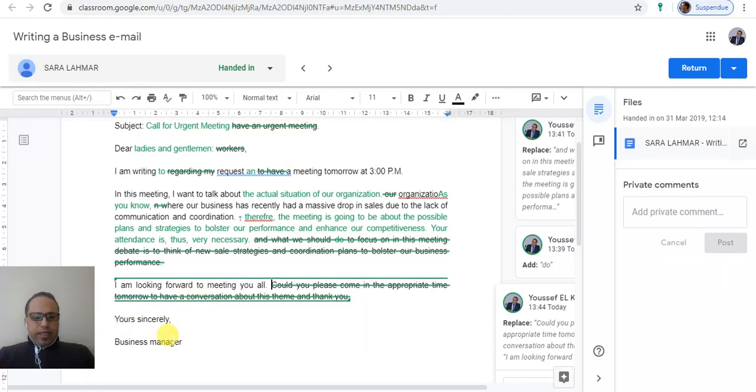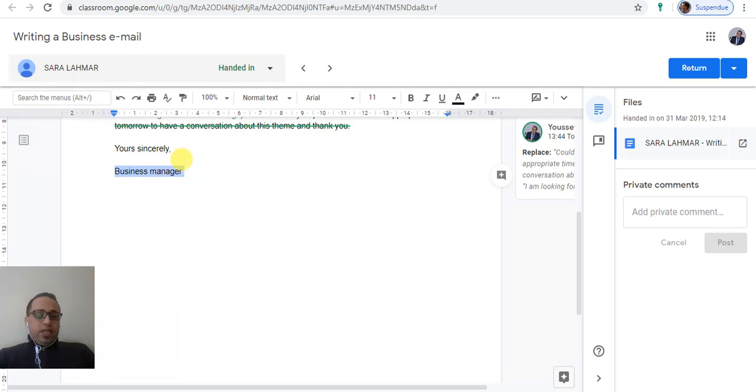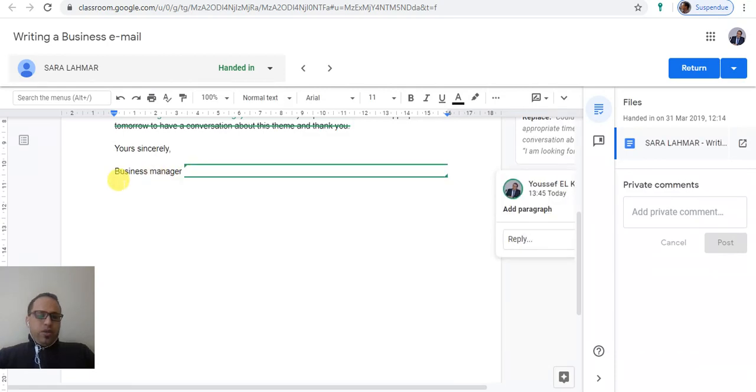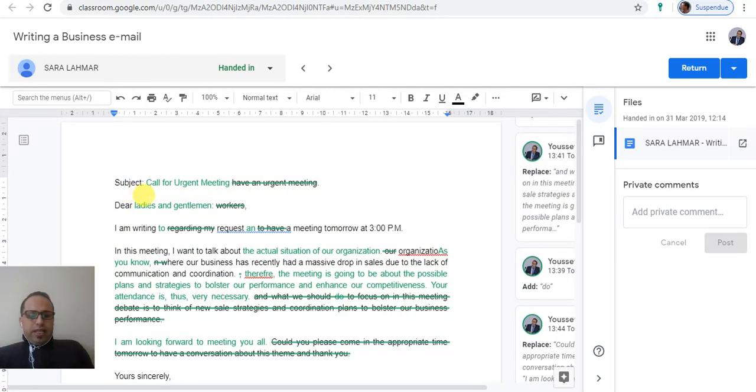All right, yours sincerely, business manager. And here, this is the signature block, and we said that you need to give enough information. So here we have just business manager, no name, no telephone number, no email, nothing. So you'd better include more information. What is the name of the business manager? You write it here. You can also write the address of his or her office. In the signature block, please include enough information about yourself. That's it. So this is one example.